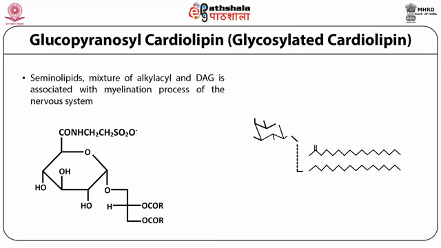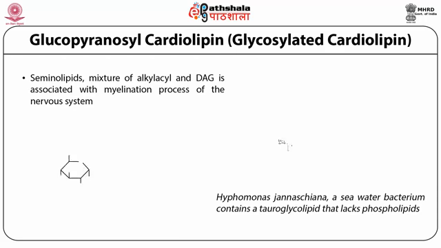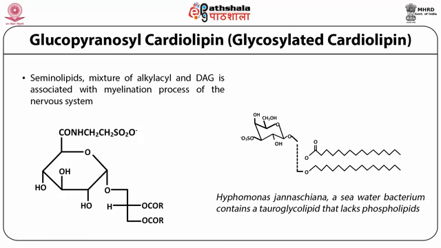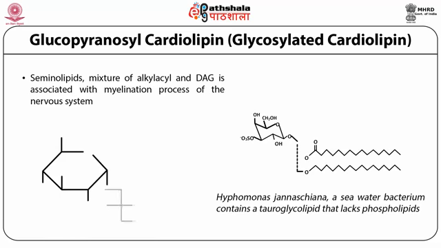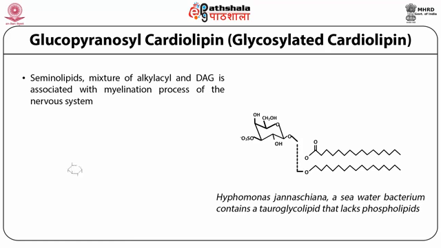From Hyphomonas jannaschiana, which is a seawater bacterium, a tauroglycolipid has been isolated, lacking the phospholipid content.